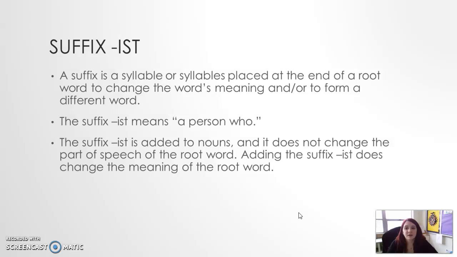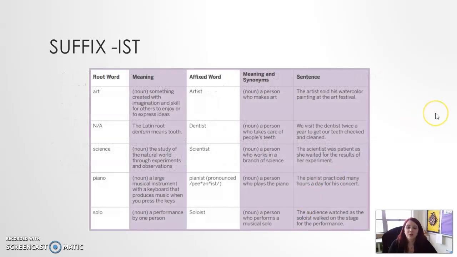So the suffix, remember, a suffix is a syllable or syllables placed at the end of a root word to change the word's meaning. The suffix ist means a person who, and it's often added to nouns. It doesn't change the part of speech of that root word, but it does change the meaning of the root word. So for example, we have the root word art. By adding ist, artist is a person who makes art. It's kind of weird with this one.